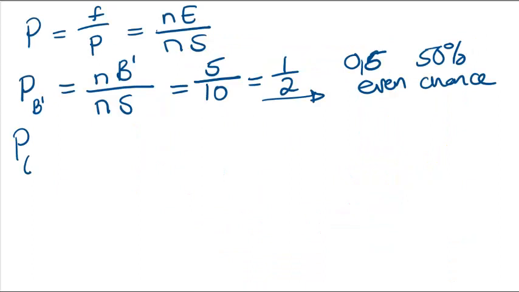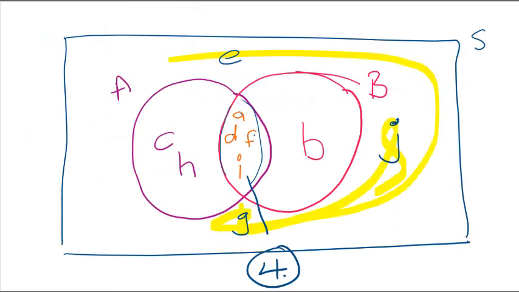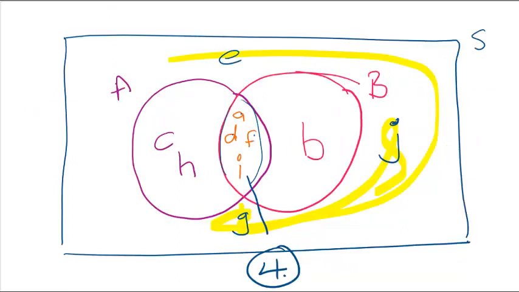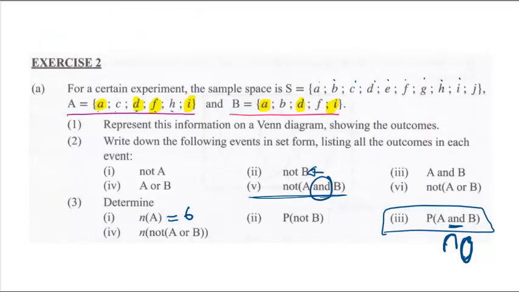Probability of A and B is going to be number of items in A and B over the number of items in the entire subset. Remember, the subset is the entire rectangle, everything in the rectangle. So we said that in the middle we've got 4 items, and from the previous equation we know that the subset is 10. So now we have 4 over 10, which is 2 over 5. That is good enough. Next question.